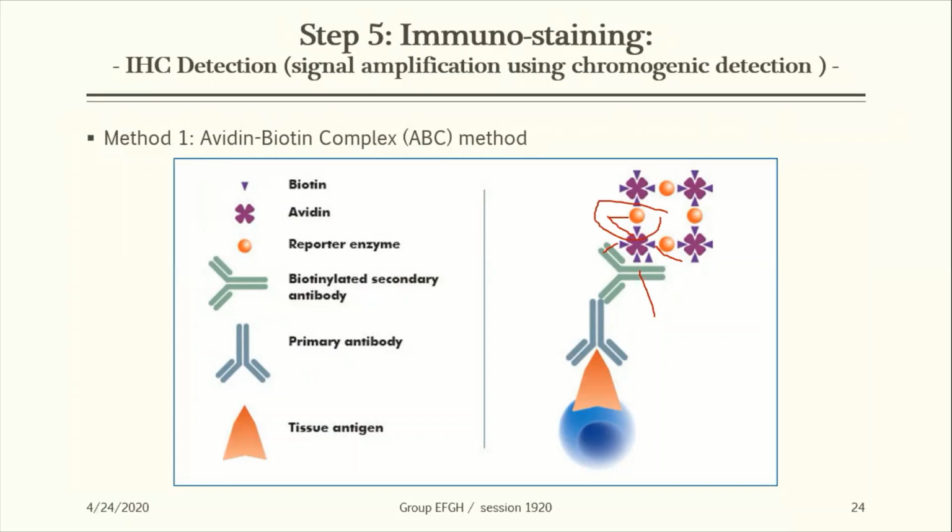As I mentioned earlier, as this is a chromogenic detection, a colorless substrate will then be added onto the slide and subsequently converted to a brown precipitate by the peroxidase enzyme to mark the target antigen. This will allow the detection of the antigen.